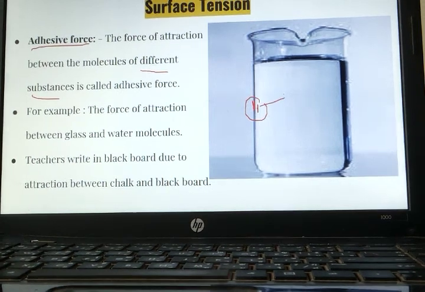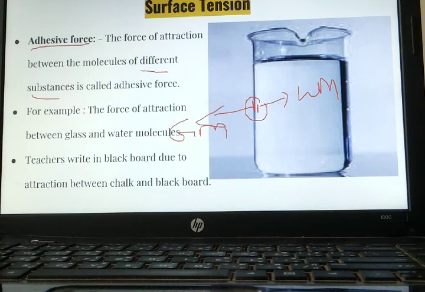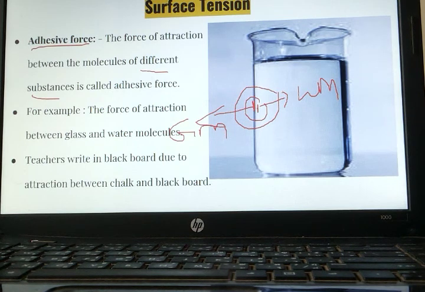As this is a water molecule, whereas this is called a glass molecule, the force of attraction between glass molecule and water molecule is called adhesive force. You might have heard these words, adhesive tape, adhesive gum. So adhesive means what? Force of attraction between molecules of different substances.